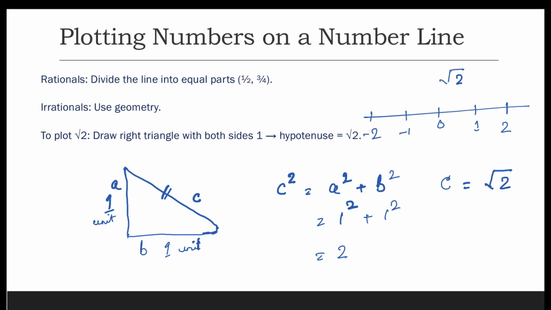So I will draw a triangle with 1 unit length on both sides. I will take the size of this hypotenuse, from here to here, and I will plot it. From the scale, from 0 I will take exactly that length, equal to this side, and plot it here. It will cut the number line somewhere here, and that becomes square root of 2. So for plotting anything like this, we have to take help of geometry, right?